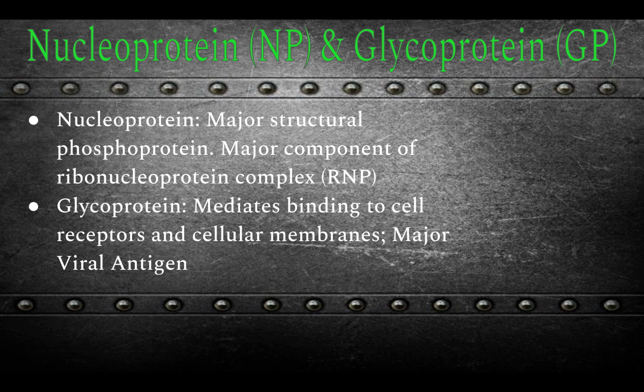2 of the structural proteins are the nucleoprotein NP and the glycoprotein GP. Nucleoproteins are the major structural component of the ribonucleoprotein complex and is also known as the major structural phosphoprotein, which forms to encase the RNA genome. Glycoproteins form the spikes on the virion surface and assist in cell receptor and membrane binding. It is also known as the viral antigen.